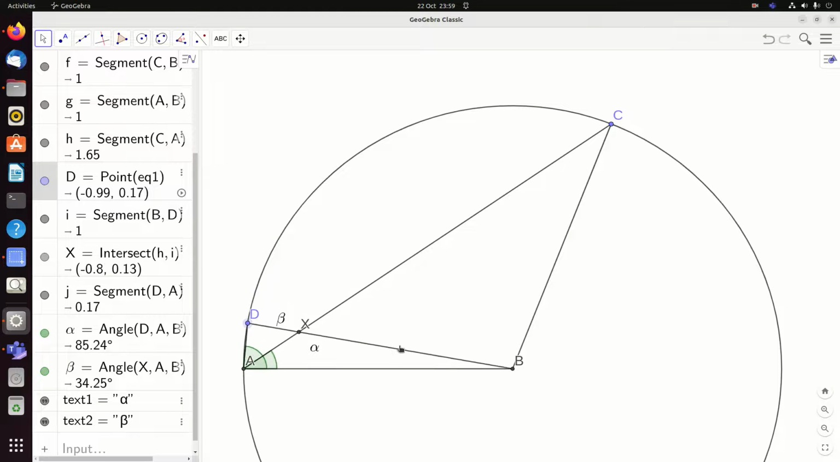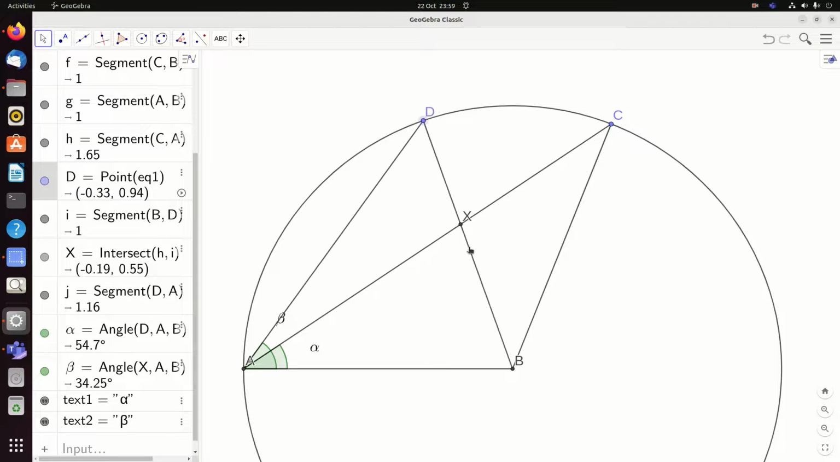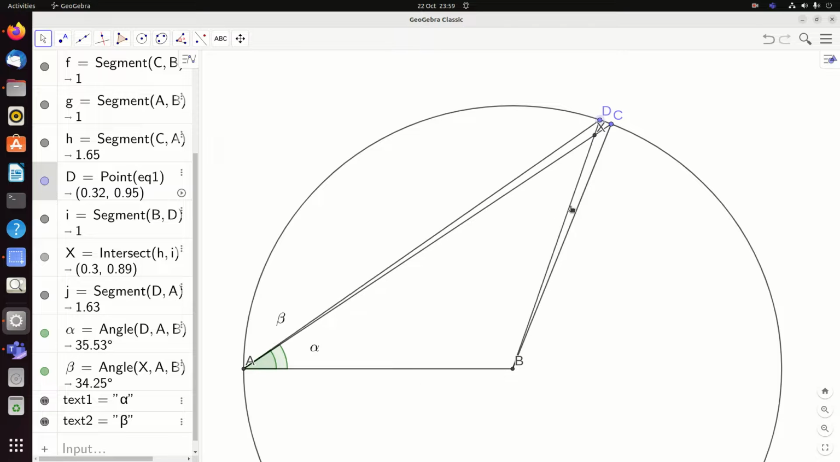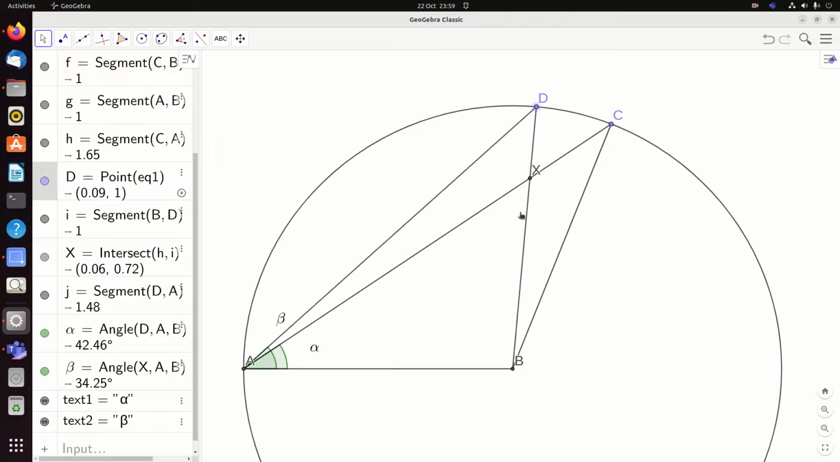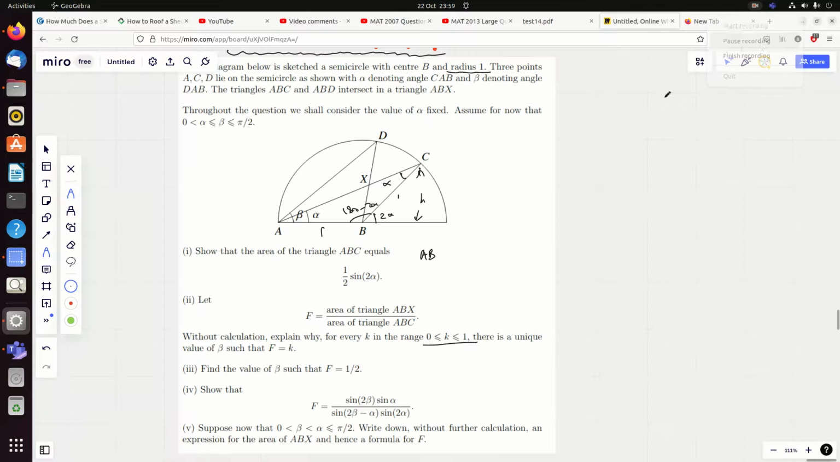But then as you move beta up, obviously AXB is getting bigger and bigger until you get beta equals alpha, and that ratio is going to equal 1. So that's why it's stuck between 0 and 1. Let's go back to the question.